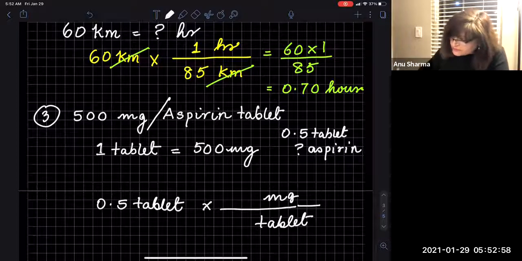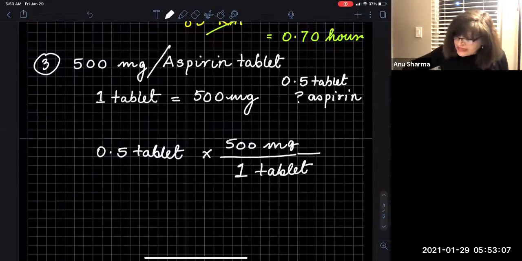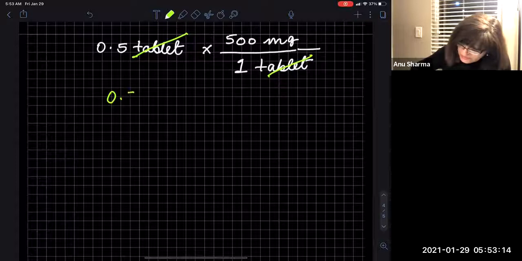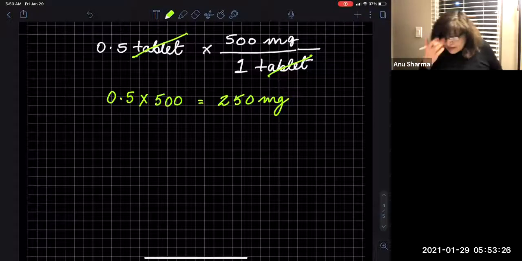Here we know from the equality that 500 milligrams is present in one tablet. So half the tablet is going to be how many? We see that this tablet and this tablet cancel out, and we are left with 0.5 multiplied by 500, and that comes out to be 250 milligrams. Okay, so this is the way you do it.